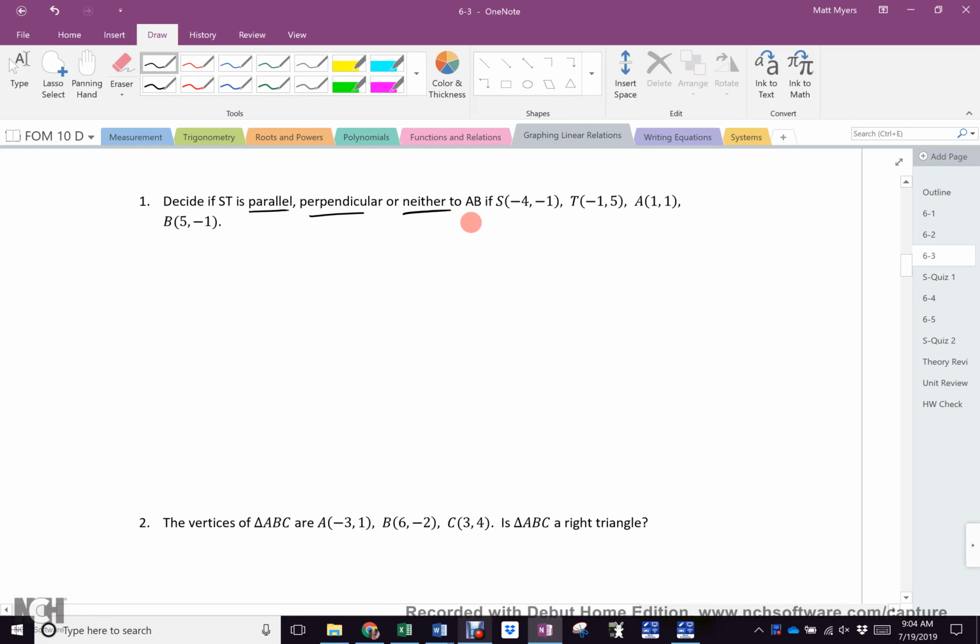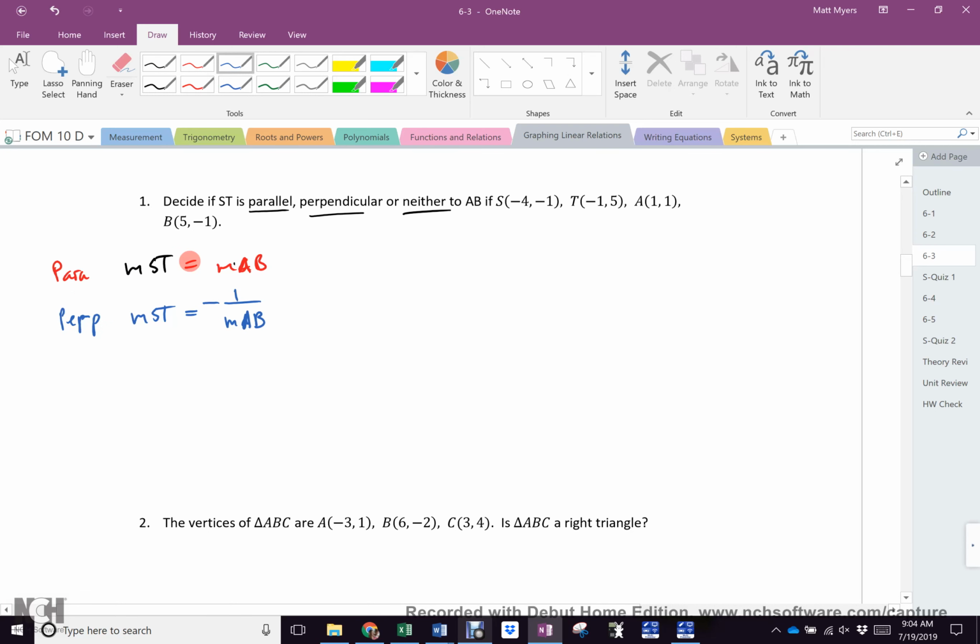So, if it's parallel, then the slope of ST will do what with the slope of AB? If they're parallel, what will the slopes be? They'd be the same. If they're perpendicular, then the slope of ST will equal -1 over the slope of AB, right? Because we'll flip that slope and change the sign. And if it's neither of those things, then they're just two lines, right?